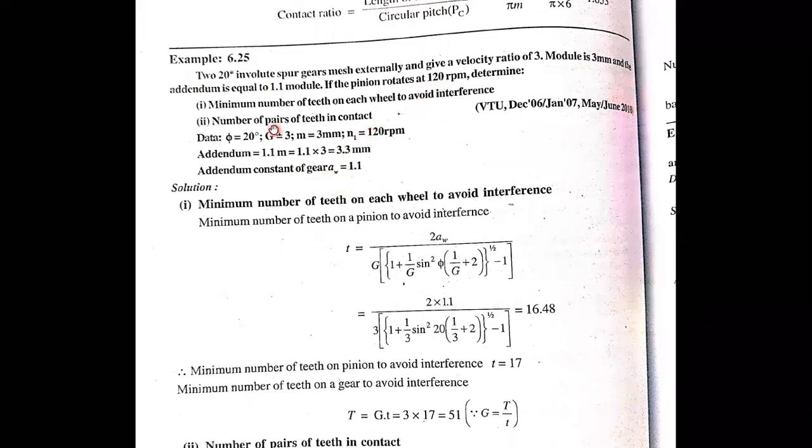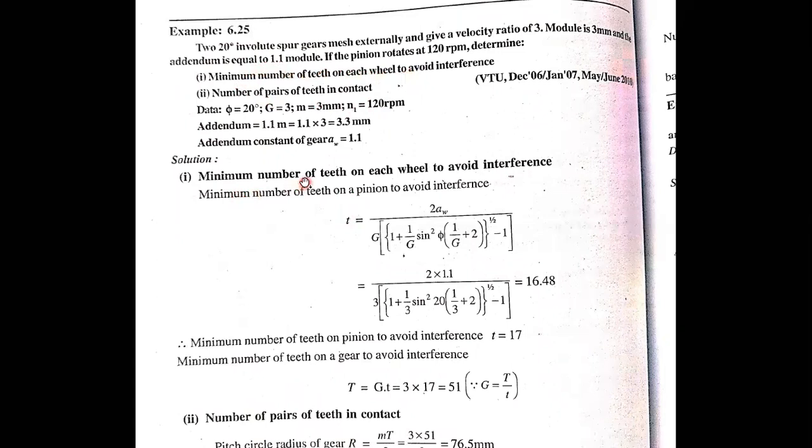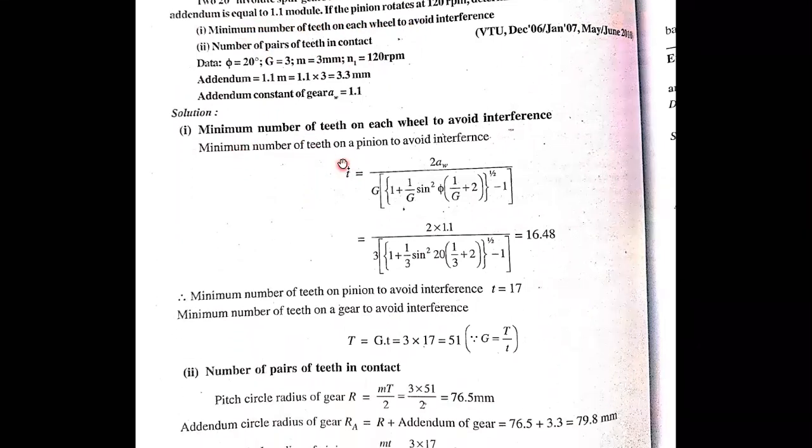Therefore, the first question is the number of teeth on each wheel to avoid the interference. Then we also need to find the number of pairs in contact. So we know already the formula to calculate the number of teeth on the pinion as well as the wheel. For the pinion the formula is T is equal to 2 times AW divided by this much. Now we know G, we know phi, we know AW 1.1, substitute it. Therefore, the number of teeth on the pinion to avoid the interference is 16.48. But we need to go for a round off figure. So if you select the next round off, 17, then you have to calculate the number of teeth on the gear to avoid the interference.